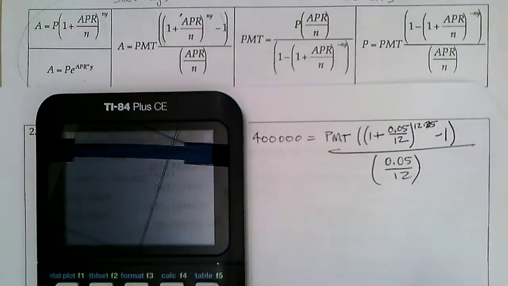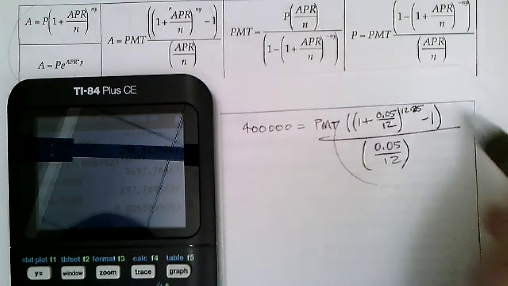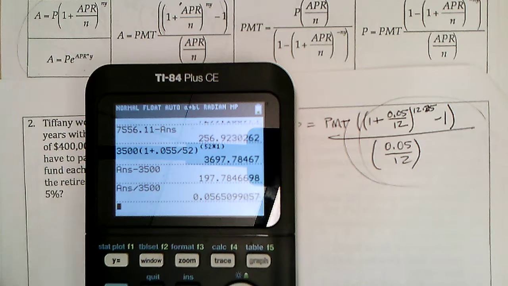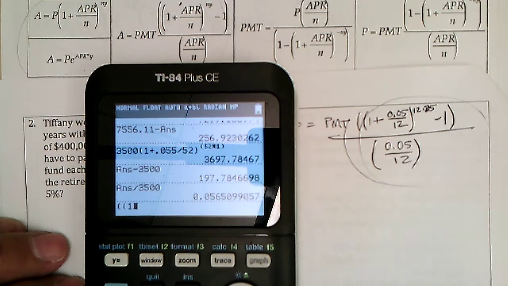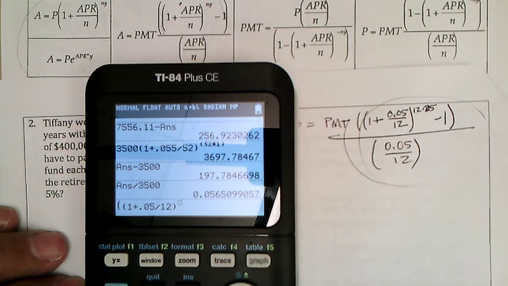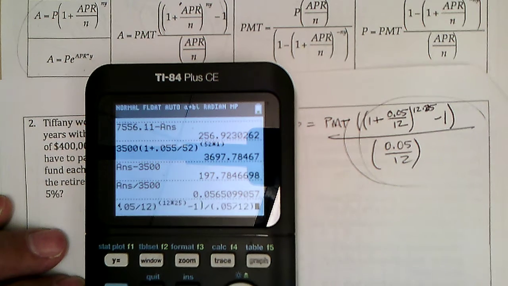So I'm going to work out this number: open parenthesis, open parenthesis 1 plus 0.05 divided by 12, close parenthesis, to the open parenthesis 12 times 25, close parenthesis, minus 1, close parenthesis, divided by the denominator, open parenthesis 0.05 divided by 12, close parenthesis.